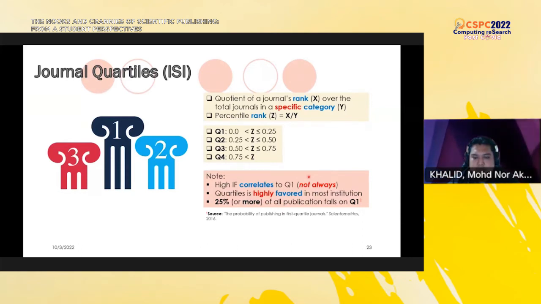Usually, Web of Science will provide this quartile. Scopus also provides it, but from the Scopus database. So that's why there are differences between the Scopus and ISI database quartiles.